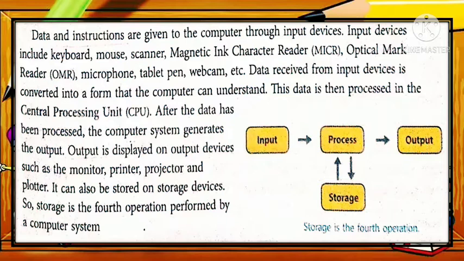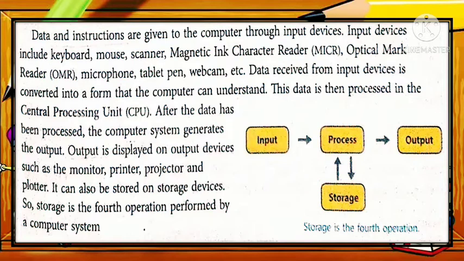So data received from input devices is first converted into a form that the computer can understand. As you already know, the computer cannot understand everything. It understands only one language. It is called binary language or machine language. This data is then processed in the central processing unit. It is processed in the CPU.